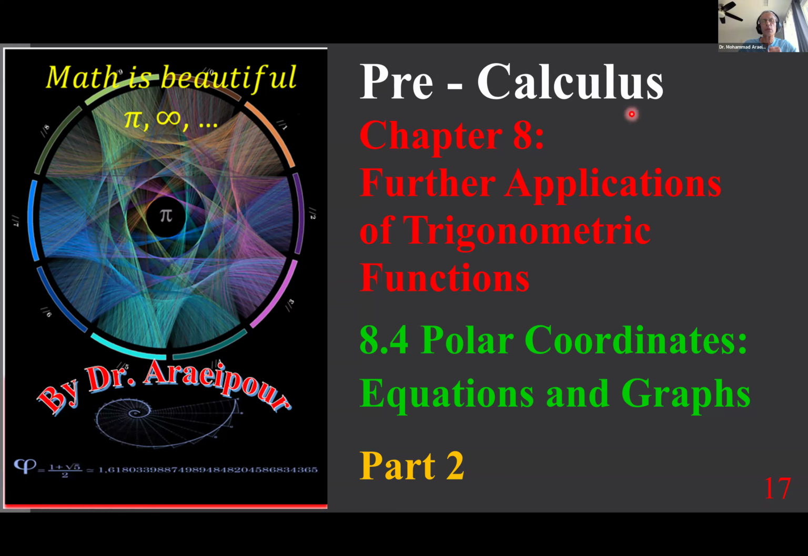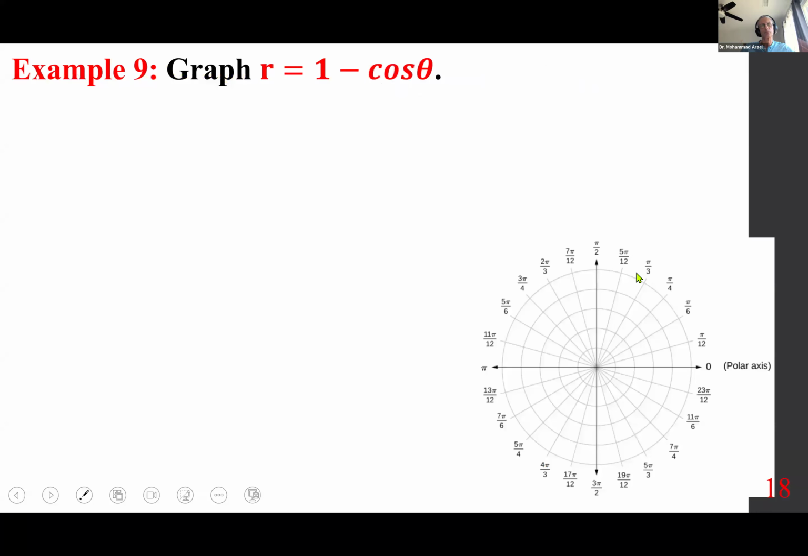Good afternoon, class. We are looking at section 8.4, polar coordinates, equations, and graphs. This is part of chapter 8, further application of trigonometric functions, and we are going to finish it off. Part 2. We're going to graph r equals 1 minus cosine theta.